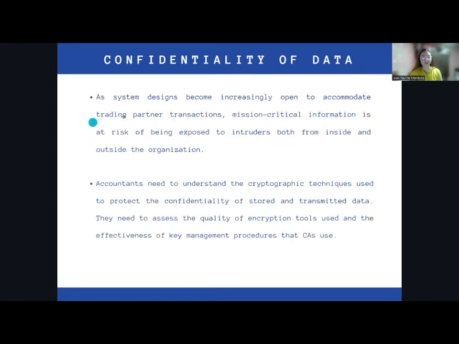So next is confidentiality of data. As system designs become increasingly open to accommodate trading partner transactions, mission-critical information is at risk of being exposed to intruders both from inside and outside the organization. Accountants need to understand the cryptographic techniques used to protect the confidentiality of stored and transmitted data. They need to assess the quality of encryption tools used and the effectiveness of key management procedures that CAs use. Furthermore, the term mission critical defines a set of information that extends beyond the traditional financial concerns of accountants. This broader set demands a more holistic approach to assessing internal controls that ensure the confidentiality of data.